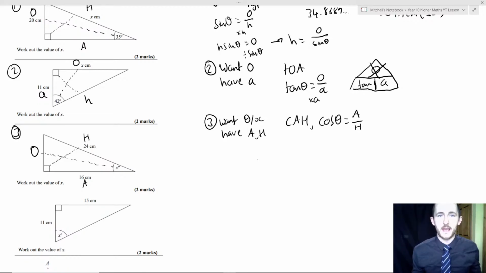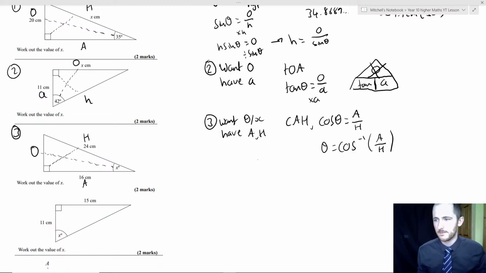Now this is where things get a bit more interesting. Because we don't want cos theta, we want theta or x, whatever you want to call it. So what we need to do is something called the inverse cos. We're going to be typing this into our calculator, because we're working out an angle. Whenever you're working out an angle, you're going to be doing cos to the -1.